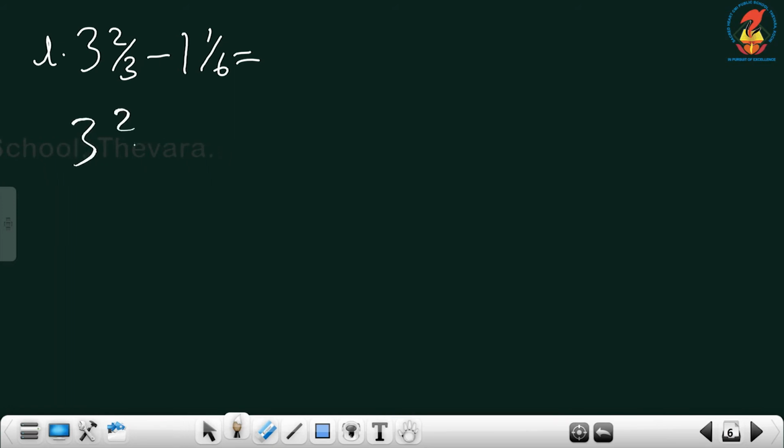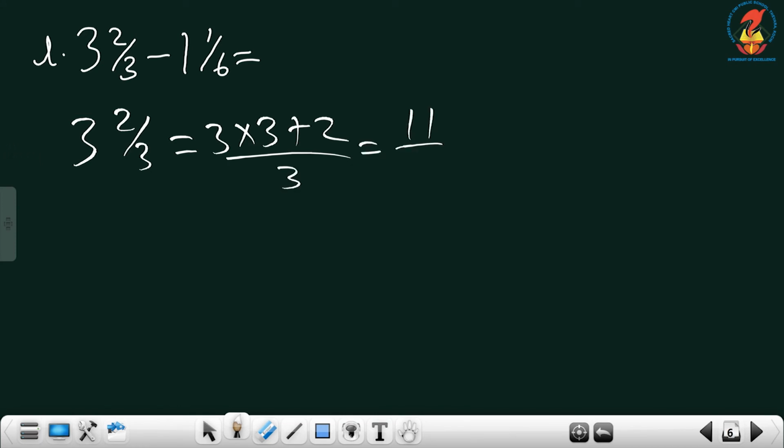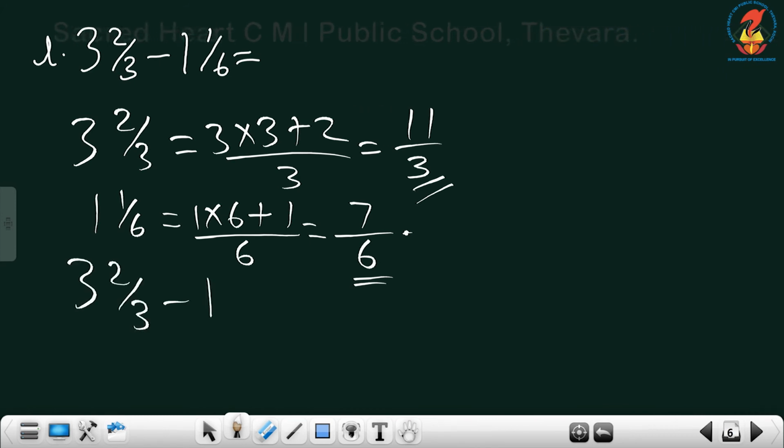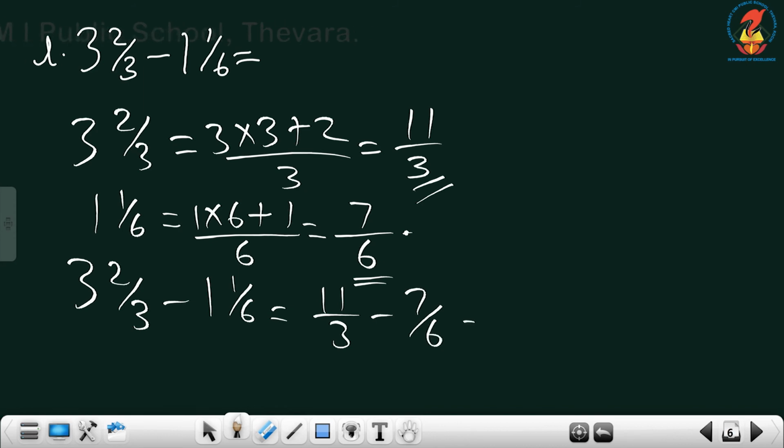Next one is 3 and 2 by 3 will become what? 3 into 3 plus 2 divided by 3. Okay, 11 by 3. Then 1 and 1 by 6 will become what? 1 into 6 plus 1 divided by 6. Okay, it will become like this. After that 3 and 2 by 3 minus 1 and 1 by 6 will become what? 11 by 3 minus 7 by 6.